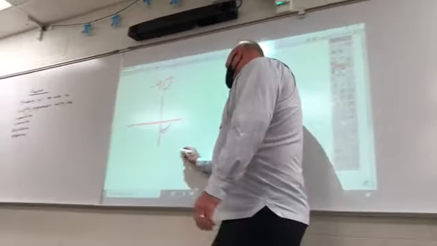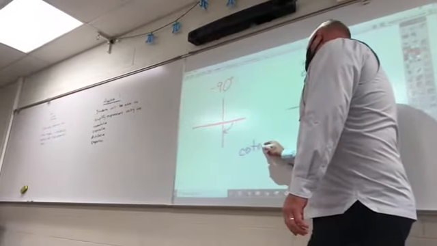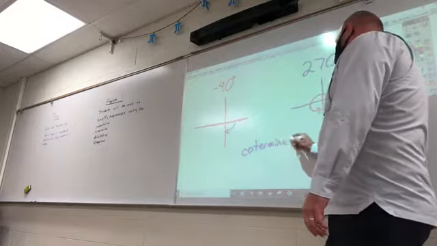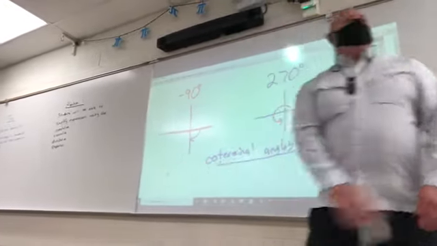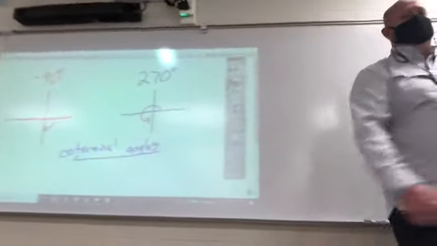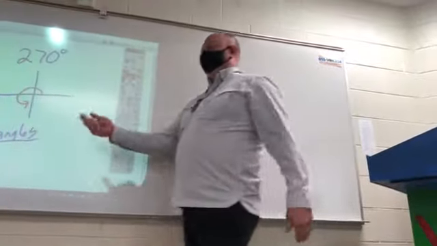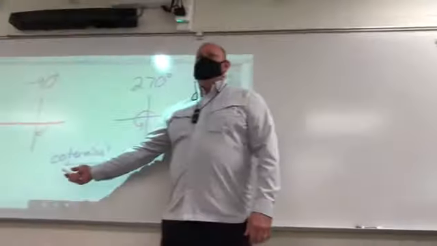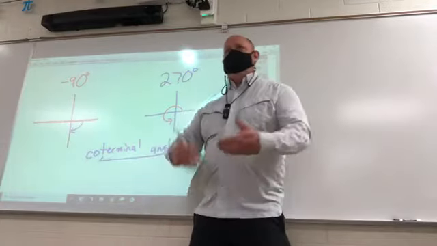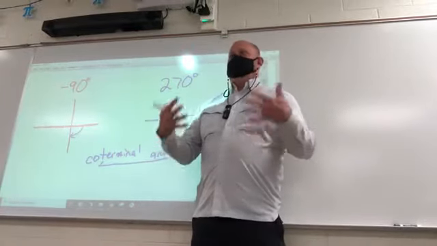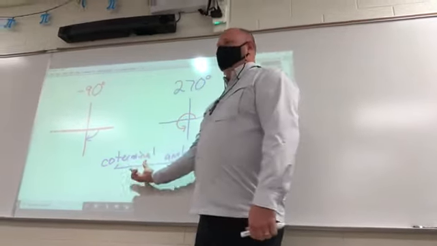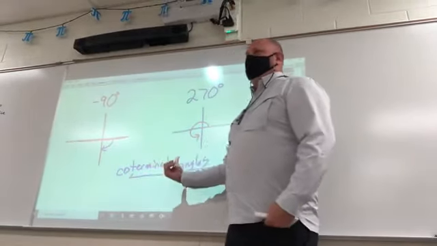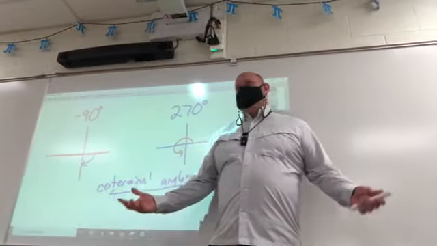These are what we call coterminal angles. What do you think the definition of coterminal angles is? What does the prefix co mean? Like co-champs, co, what? Share. You share, you're doing something together, right? And then terminal, end. So coterminal, in the same spot. That's basically all that means.